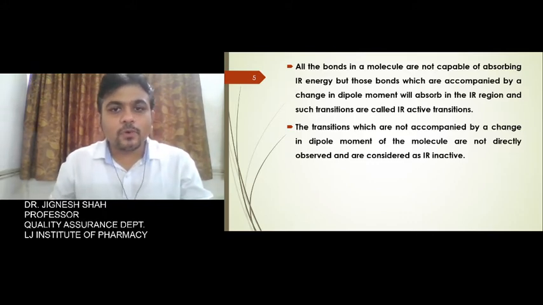Otherwise, that particular molecule will not be able to absorb the IR radiation and there won't be any kind of transition. So on the basis of absorption of the radiation by a molecule, there are two different kinds of molecules. One are IR active molecules and the others are known as IR inactive molecules.